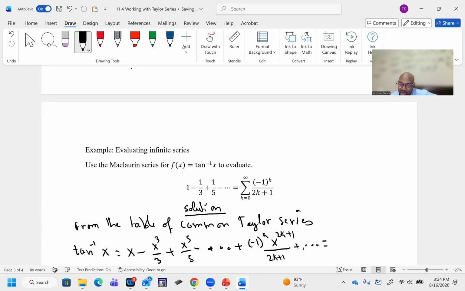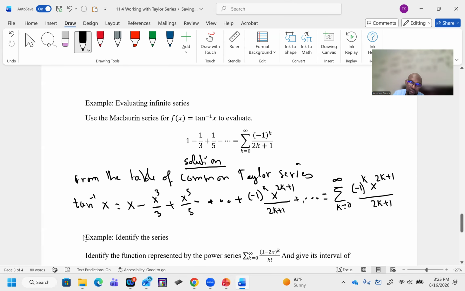which will give us what? The sum from k is equal to 0 to infinity, negative 1 to the power of k times x to the power of 2k plus 1 divided by 2k plus 1, right? We got this one from the Taylor series.